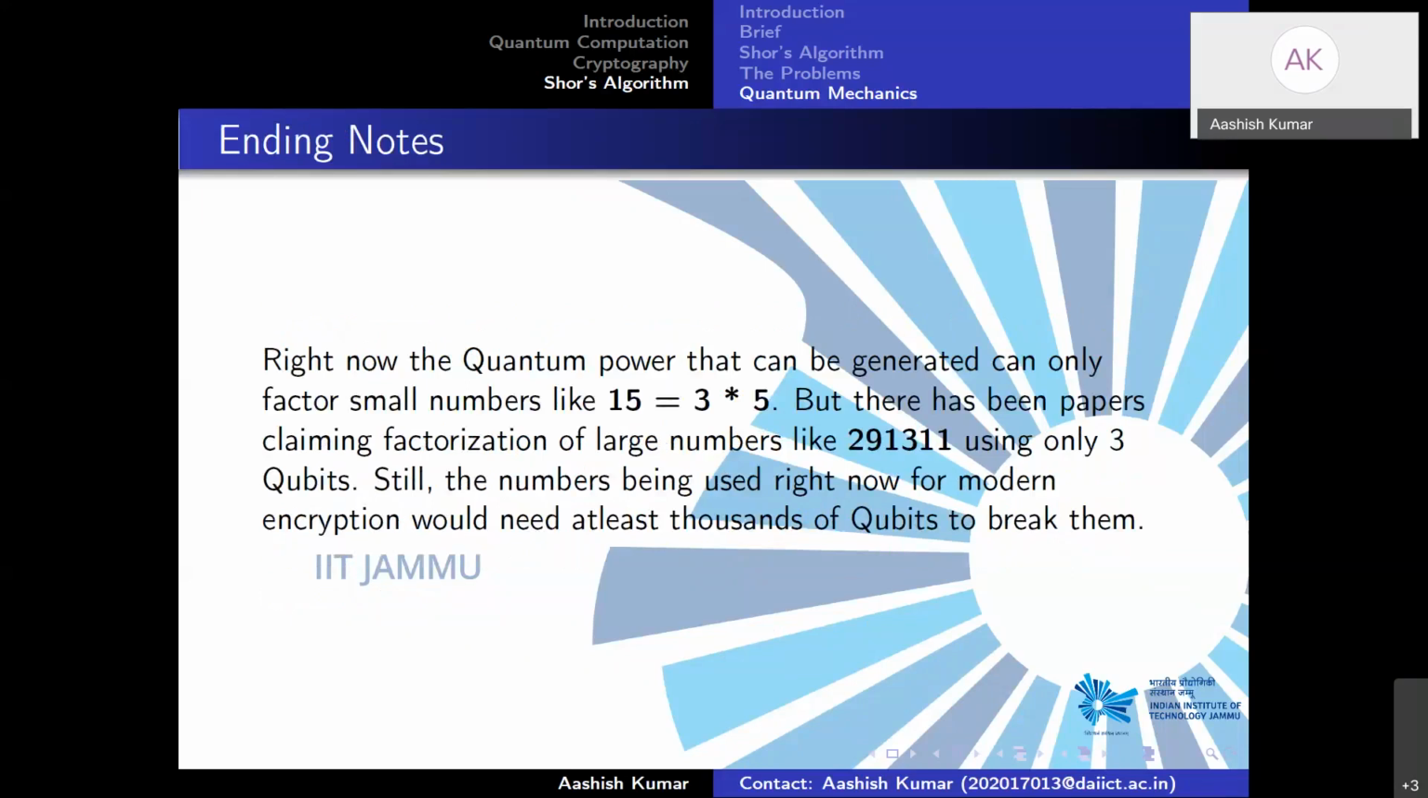So on ending notes, right now the quantum power that can be generated can only factor small numbers like 15, 24, 21 or 25 that are demonstrated in the demonstration. But there has been a paper claiming factorization of large numbers like 291311 using only 3 qubits.